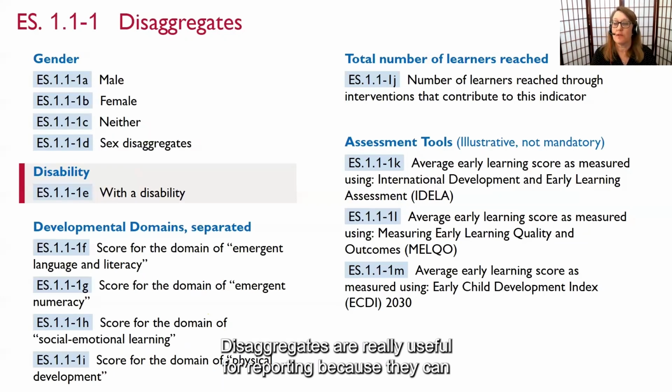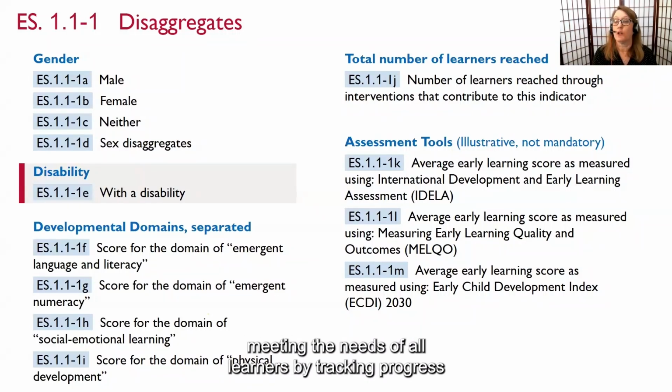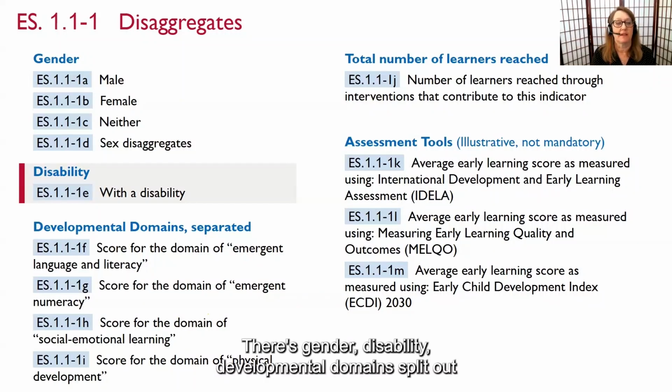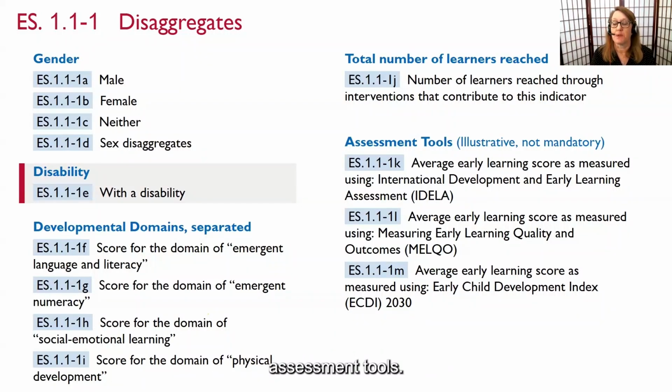Disaggregates are really useful for reporting because they can capture information about groups that are often marginalized and excluded from services. And they can also show if an activity is meeting the needs of all learners by tracking progress over time. So this new pre-primary indicator has the following disaggregate groups. There's gender, disability, developmental domains split out individually, the total number of learners reached, and then the assessment tools.